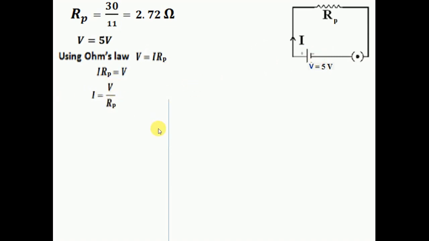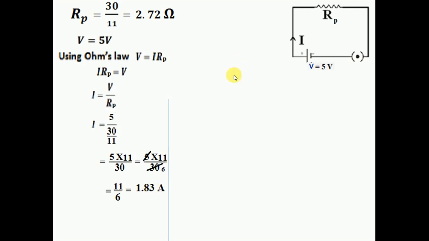Now let's put the value. For this Rp I'll not put 2.72, because of the decimal point the calculation will be difficult. Rather I'll use 30 by 11. So 5 is the potential difference and Rp is 30 by 11. So this 11 will go up, so this will be 5 into 11 by 30. If I cancel this 5 and 30, you'll get 11 by 6, and if you find the value, the current will be 1.83.